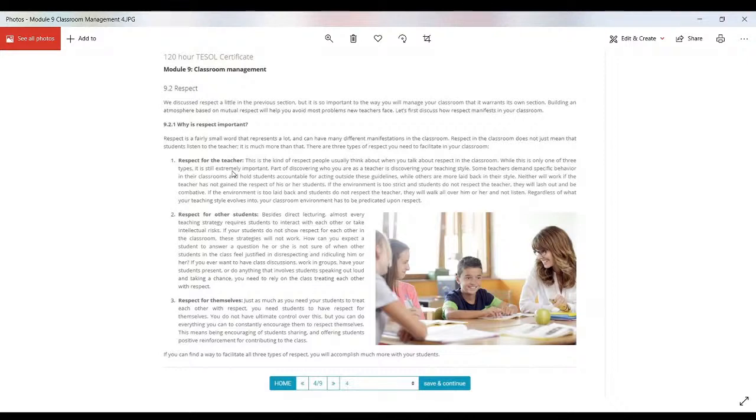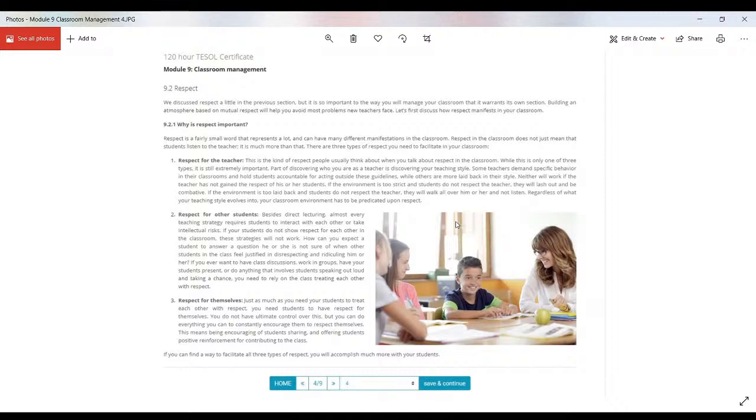This is the kind of respect people usually think about when you talk about respect in the classroom. While this is only one of the three types, it is still extremely important. Part of discovering who you are as a teacher is discovering your teaching style. Some teachers demand specific behavior in their classroom and hold students accountable for acting outside these guidelines, while others are more laid back in their style. Neither will work if the teacher has not gained the respect of his or her students.